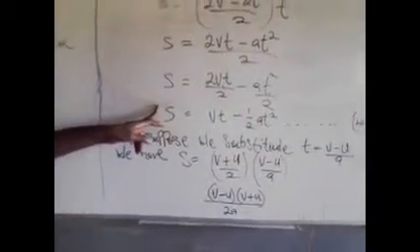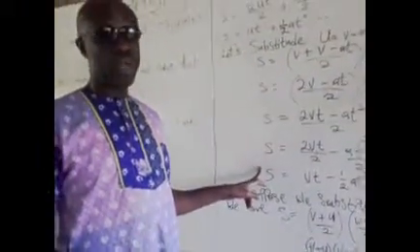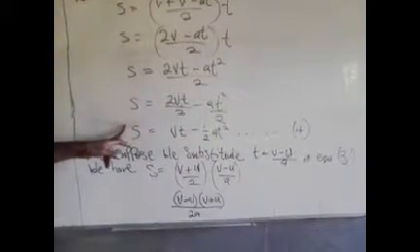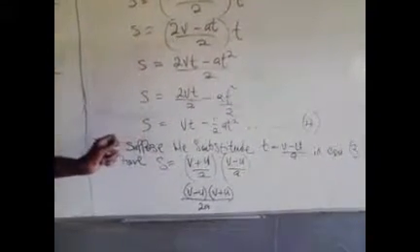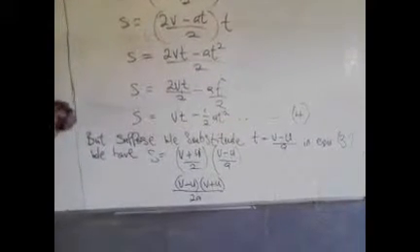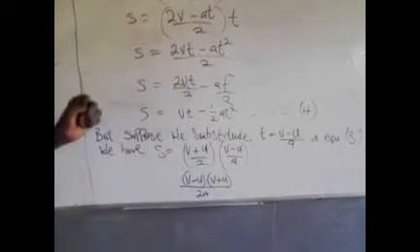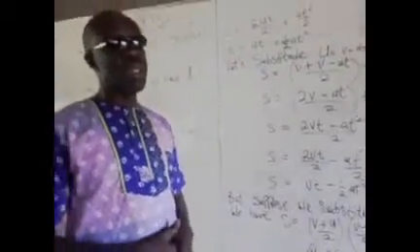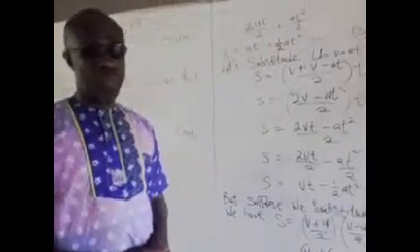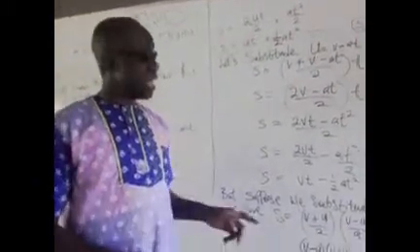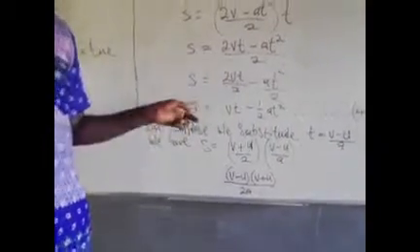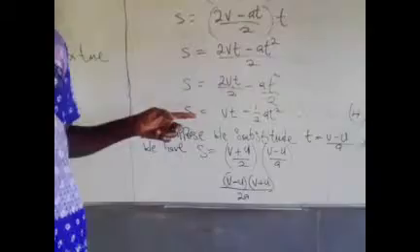Now from here, we can move a step further. Since S equal to average velocity times time, now in equation 2, suppose we remove T and replace it with V minus U all over A. How did we get T equal to V minus U all over A?